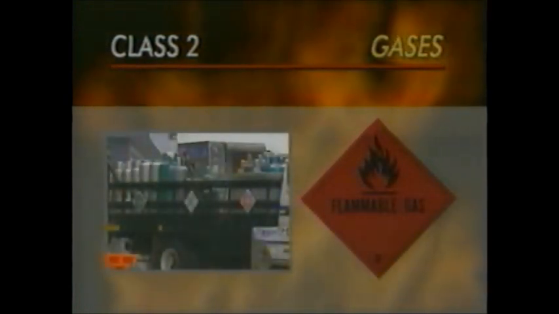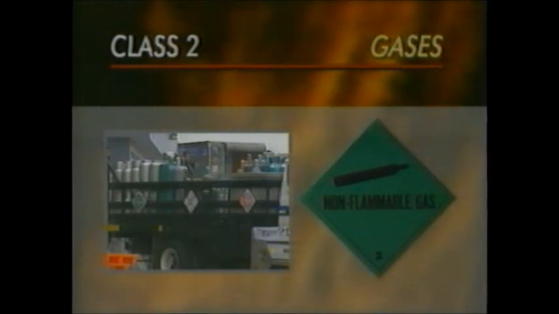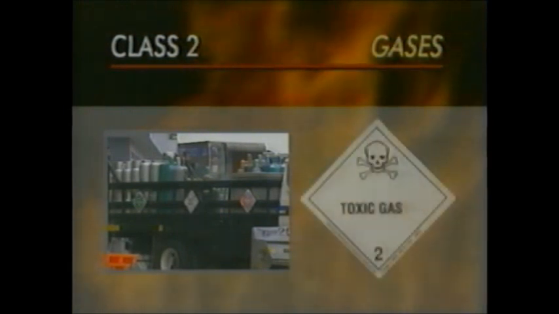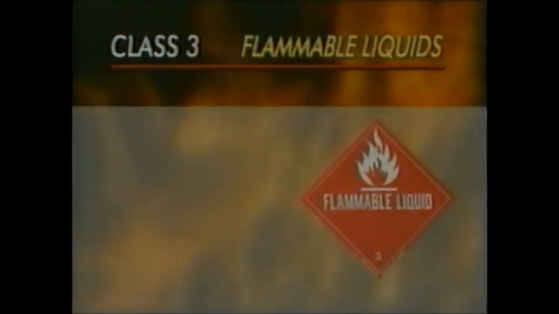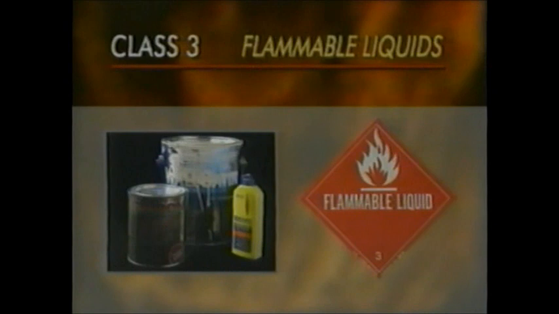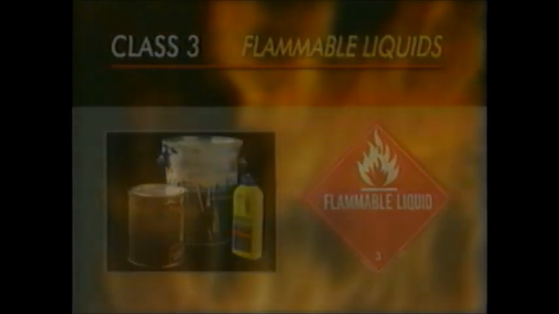Class 2, Gases. Class 2 is broken down into Division 2.1, flammable gases such as butane. Division 2.2, non-flammable compressed gas such as nitrogen. And Division 2.3, poisonous gas such as chlorine. Class 3, flammable and combustible liquids. Class 3 materials and their vapors are highly flammable. Gasoline, lighter fluid, and paint are familiar examples of this hazard class.